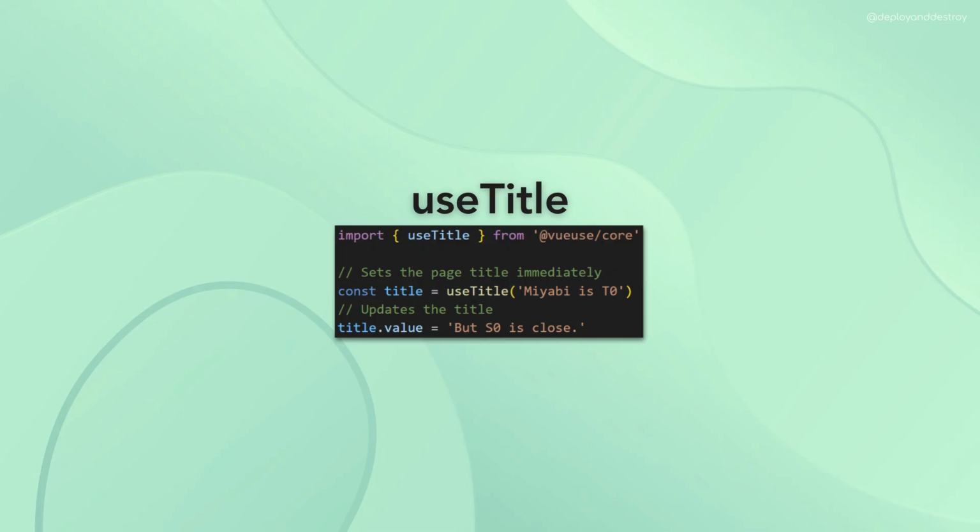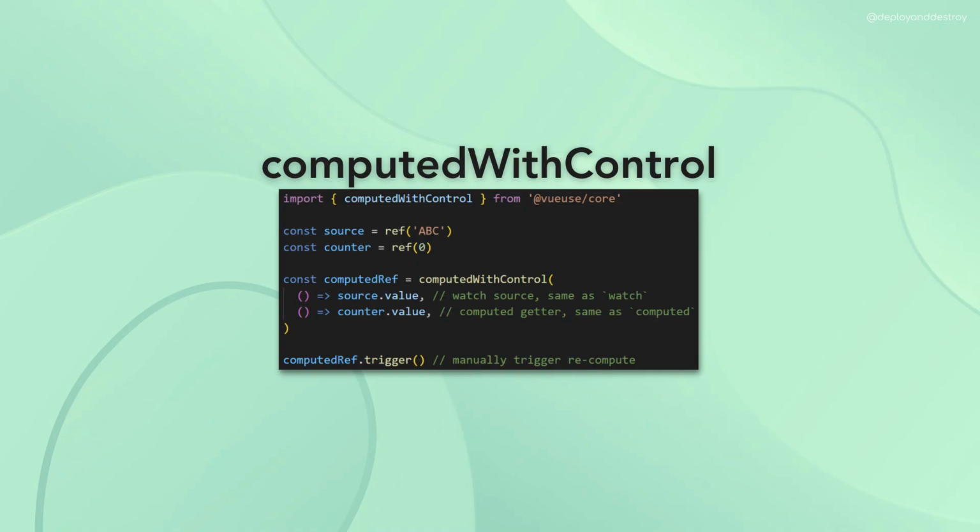Use title lets you update the document title reactively. It's good in Vue-only apps because in Nuxt, the head tag handles it. And lastly, computed with control. Now, it feels like cheating. Sometimes you need to manually trigger computed updates. Think of it as the power user version of computed.